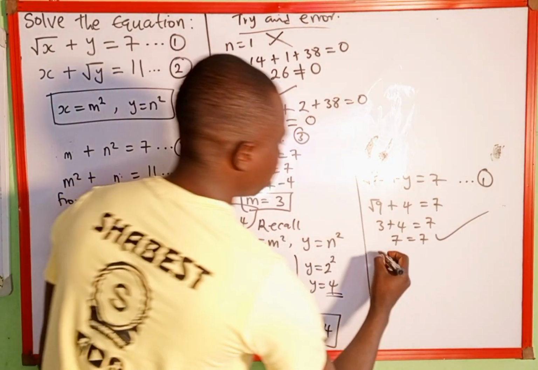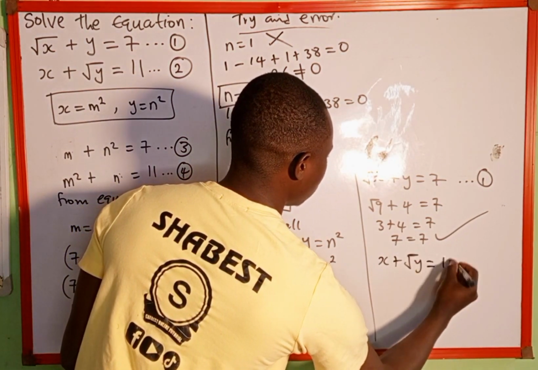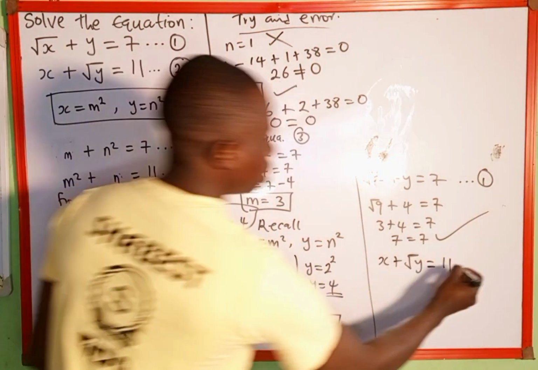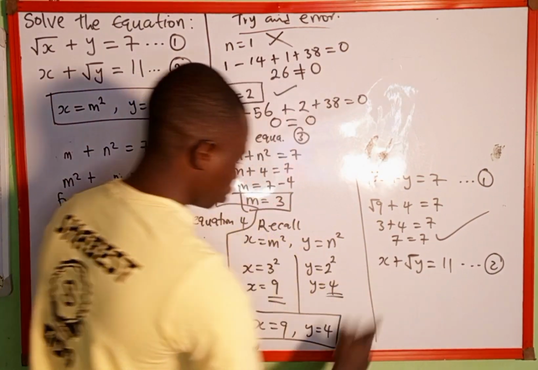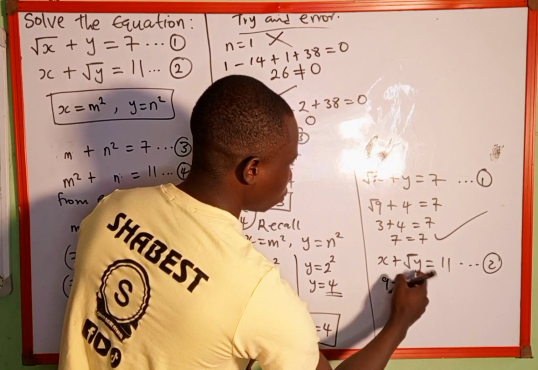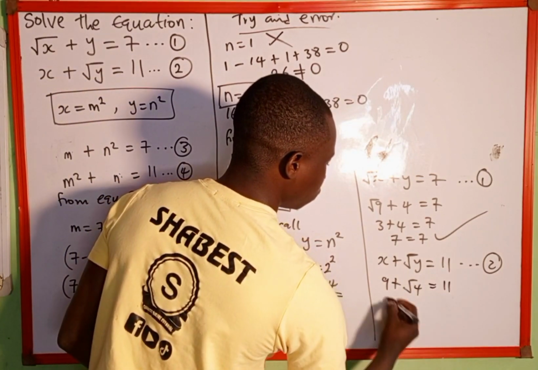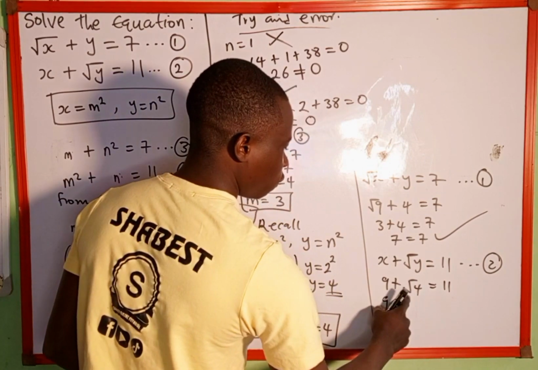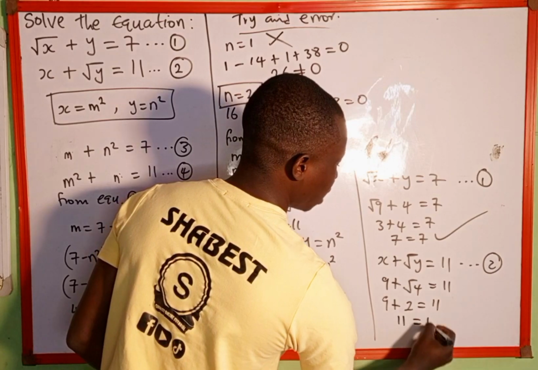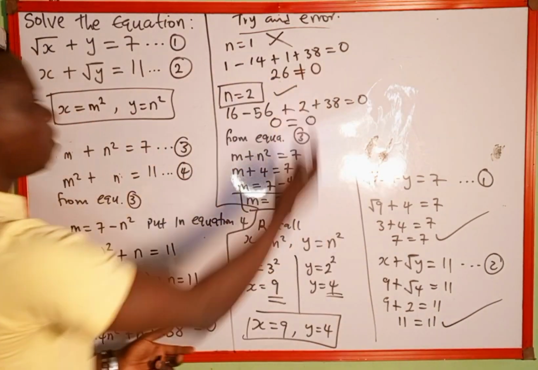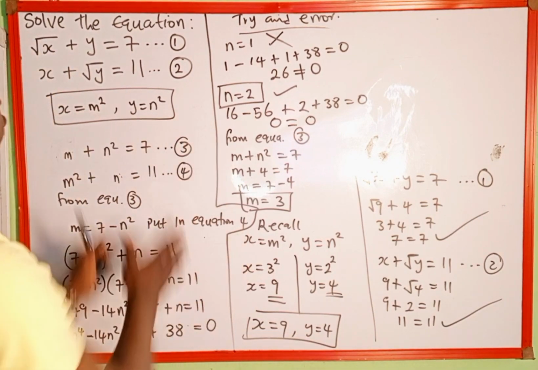So let's take the second equation, which is x plus square root of y is equal to 11. So this is the second equation. So what are we going to do? In place of x, we replace 9, plus, what is y? y is the same as 4, which is equal to 11. So 9 plus square root of 4 is what? 2, which is equal to 11. 9 plus 2 is the same as 11, and 11 is the same as 11. That means the two values x is equal to 9 and y is equal to 4 satisfy this equation.